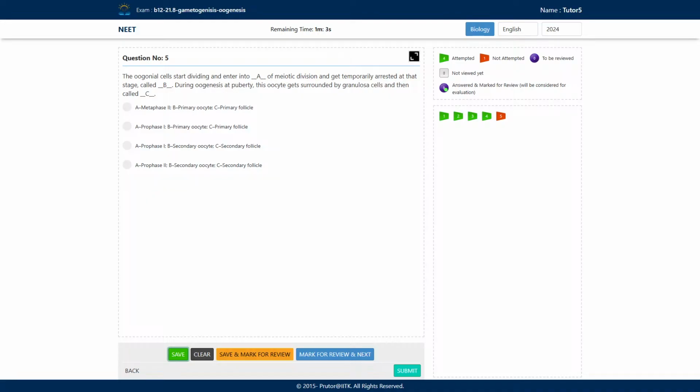Okay, so the correct answer will be option number B here. The oogonial cells start dividing and they enter into prophase 1 of meiosis 1 and get temporarily arrested here, and they are then known as primary oocytes. The primary oocyte starts dividing at puberty, and they are surrounded by one layer of granulosa cells and then form the primary follicle. So option number B will be the correct answer here.